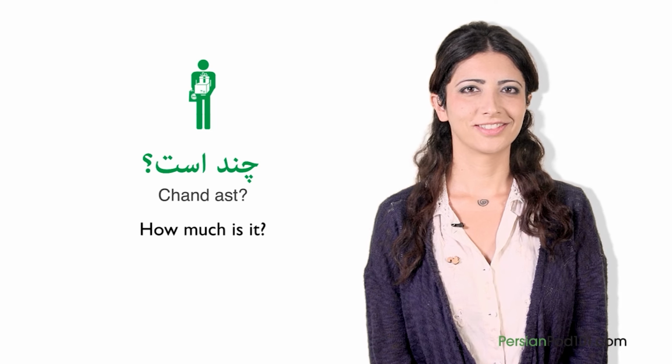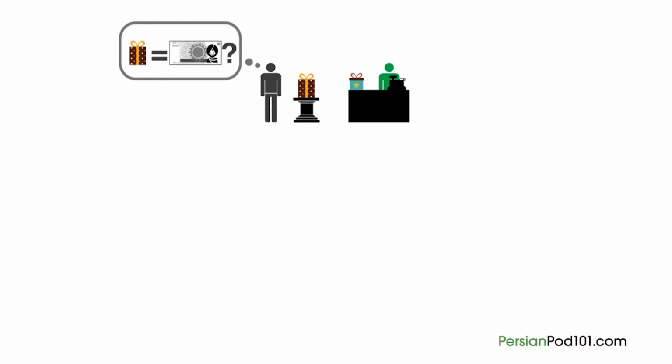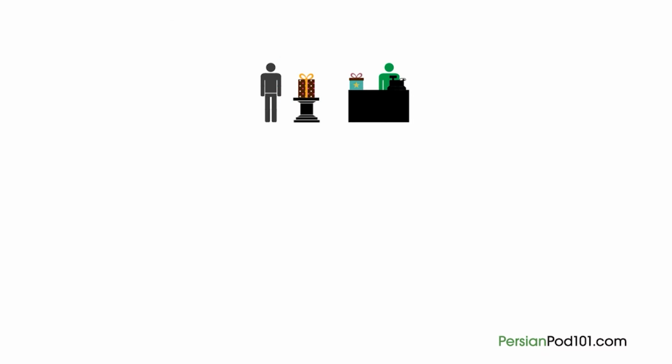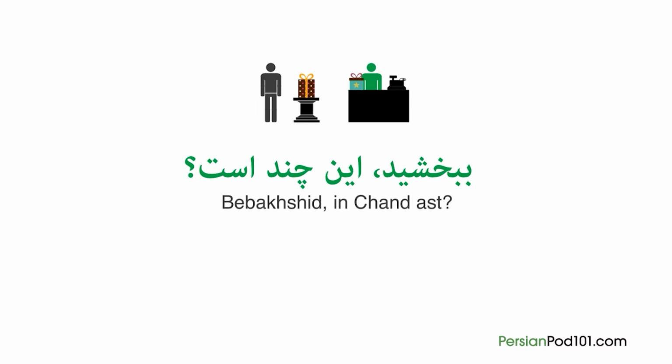Let's go. You see something you like and want to ask the shop clerk how much it costs. The first thing to say is, ببخشید. Do you remember what that means? Excuse me. ببخشید. این چند است. We need to ask this question while pointing at something.